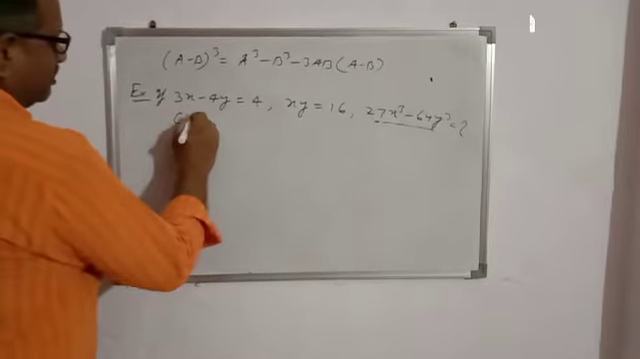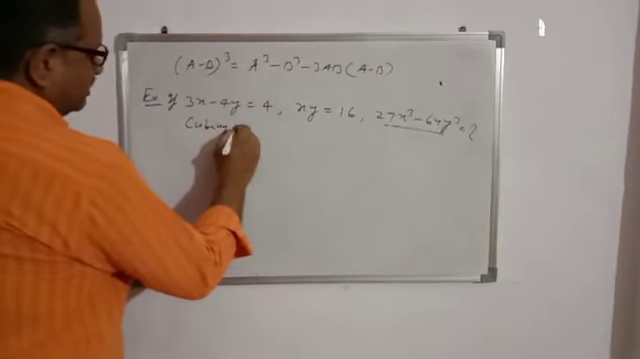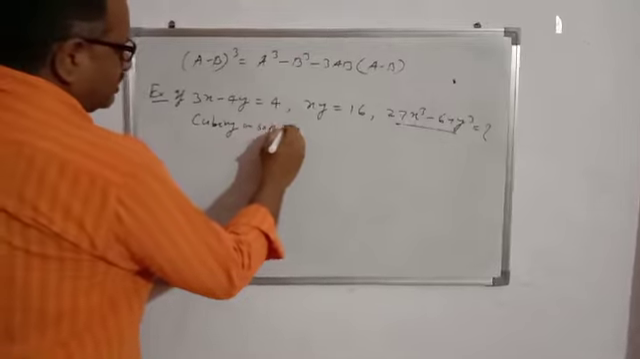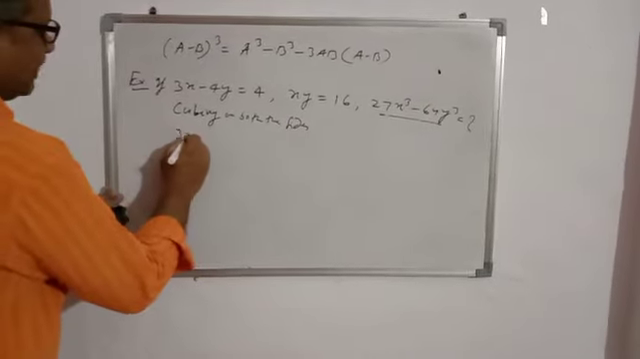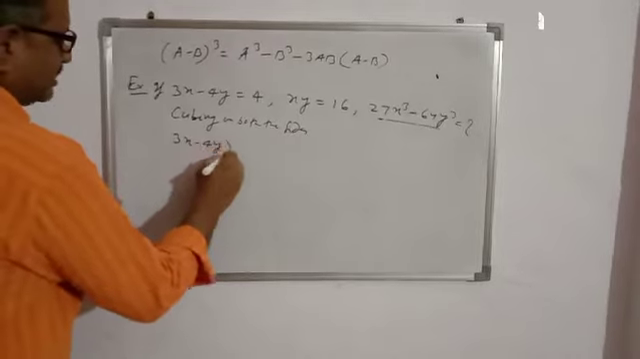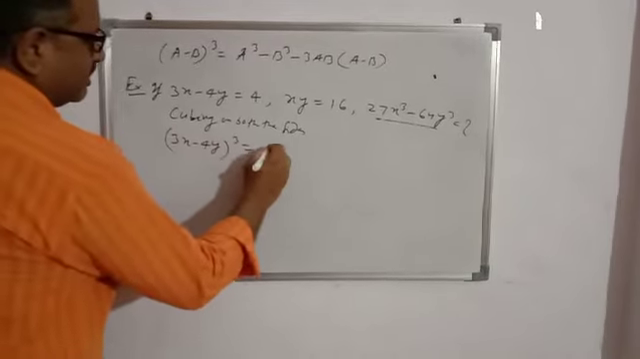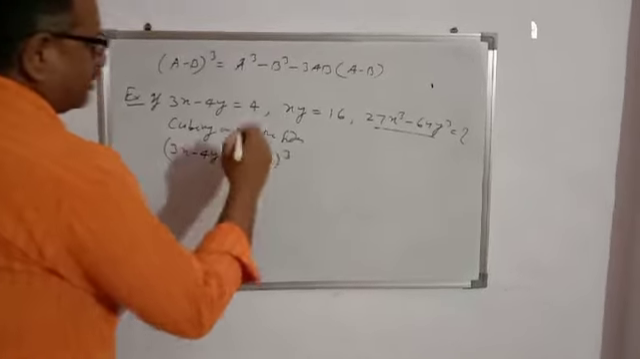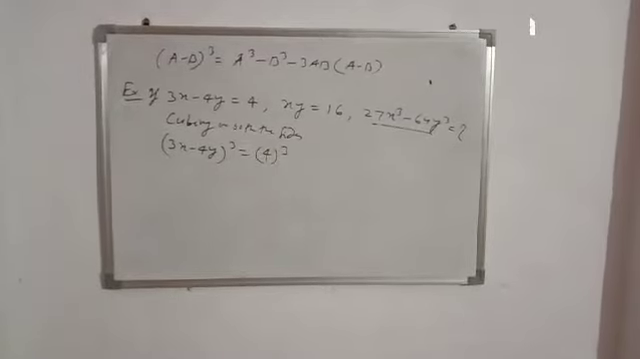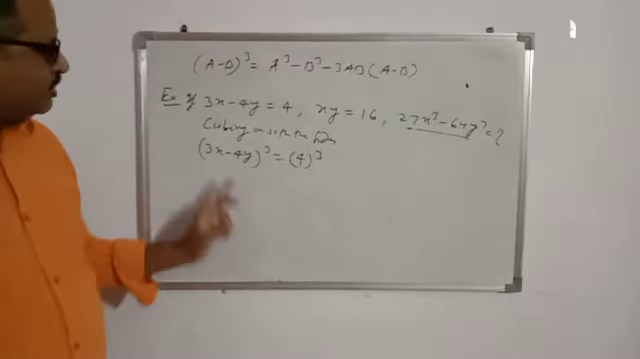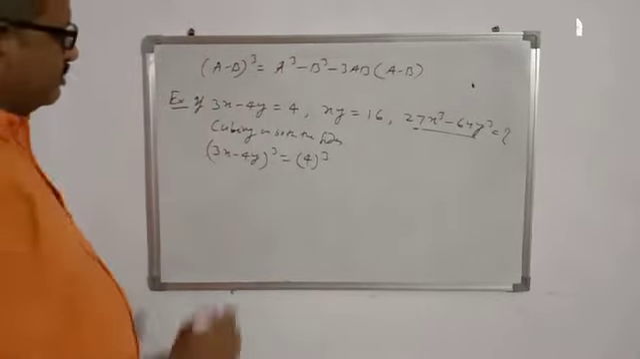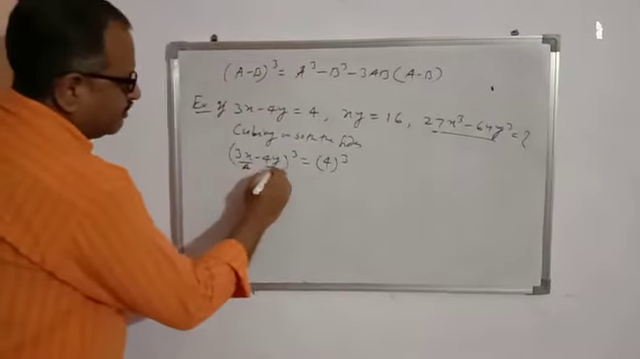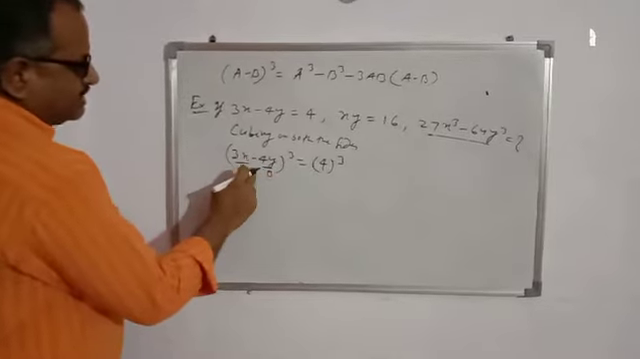So cubing on both the sides. Take the cube: the left side will be (3x minus 4y) whole cube, and the right side will be 4 cube. Okay. So here use the identity (a minus b) whole cube. In the above identity, 3x is a, 4y is b, and the minus sign is there.